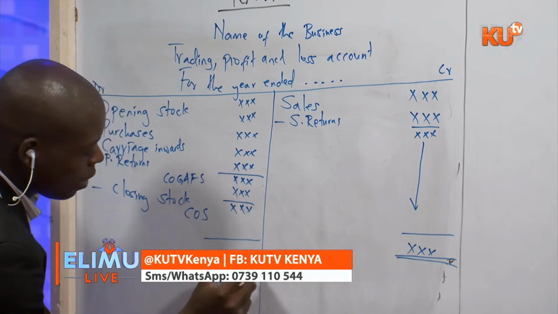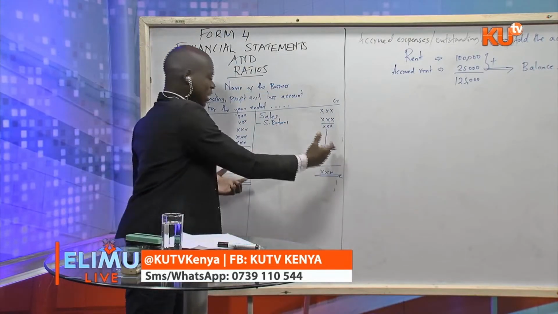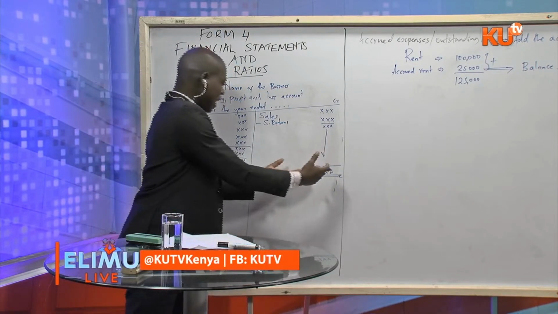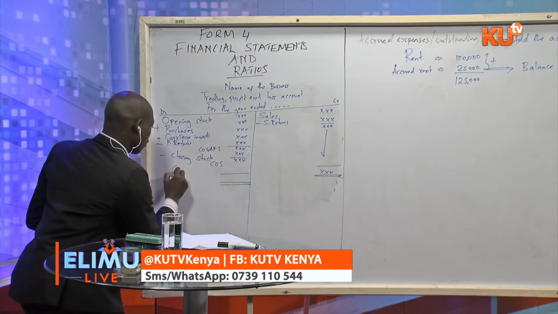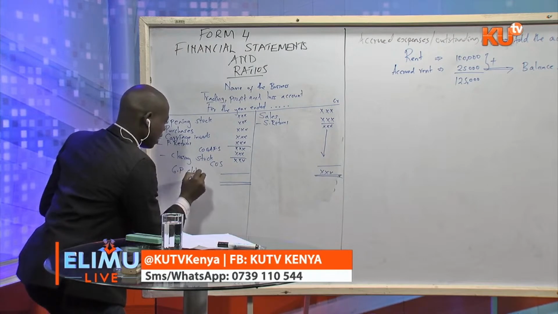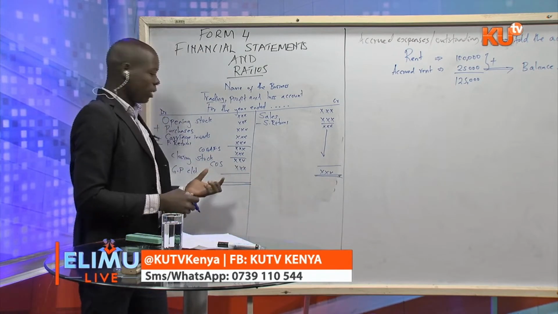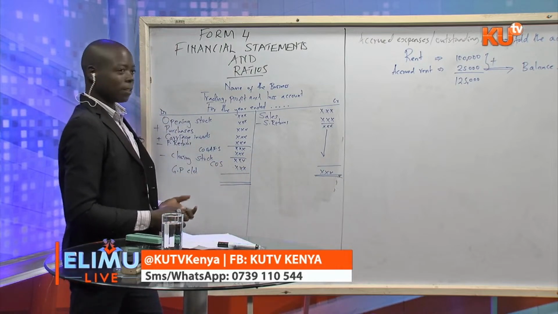And then we do the following. We look at the figures on the CR and the DR, which one is higher? If we realize that what is on the CR is more than what is on the DR, then we obtain what we call gross profit carried down, because in that case, you have more income than how much you spent to get that particular income. So that is gross profit.